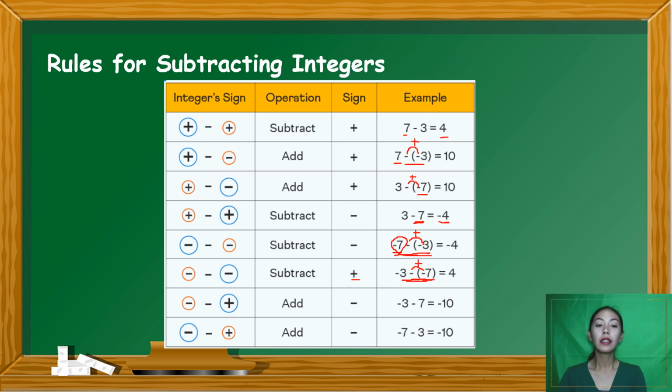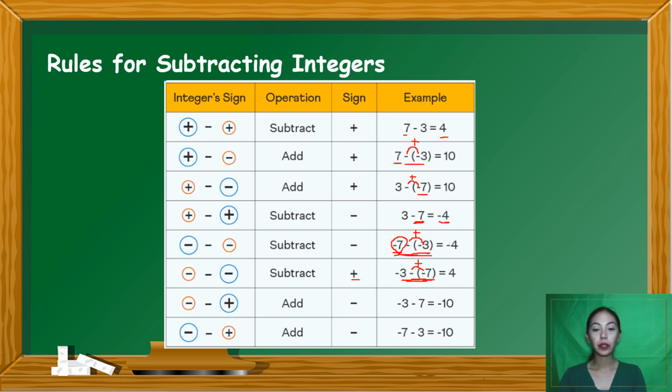Okay, next, negative minus positive, sorry. So, the operation for this one is addition, and the sign is negative. Okay.